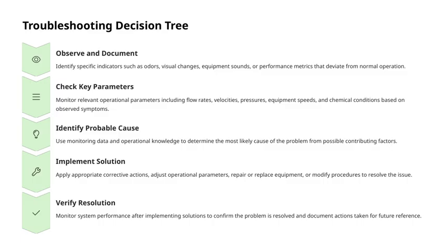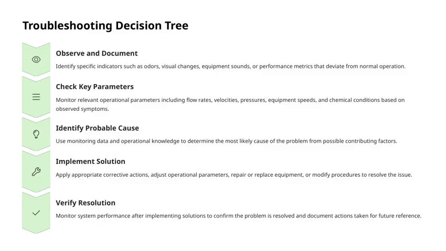Once you've identified the cause, implement the solution. This could involve applying corrective actions, adjusting operational settings, repairing or replacing equipment, or modifying procedures to fix the problem effectively. Finally, verify that the problem is resolved. Continue monitoring system performance after your actions to ensure everything is back to normal. And don't forget to document what you did. This helps build a record for future troubleshooting and continuous improvement.